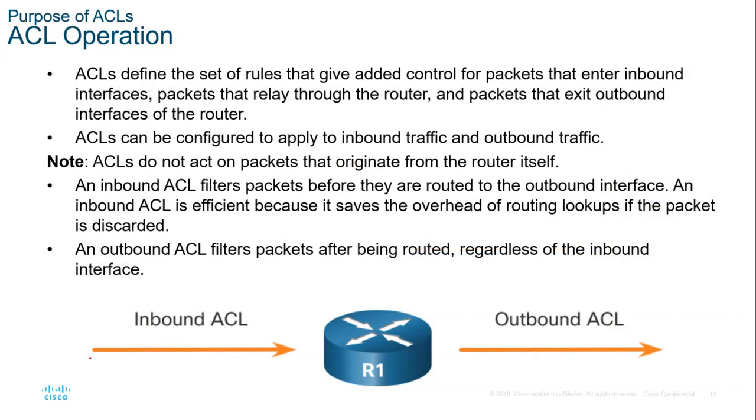Now the access control operations. The ACLs define the set of rules that give added control for packets that enter inbound interfaces, packets that relay through the router, and packets that exit the outbound interface of the router. So the access control list works in two directions, inbound and outbound. Packets can be filtered before entering the router, or before the router forwards them.